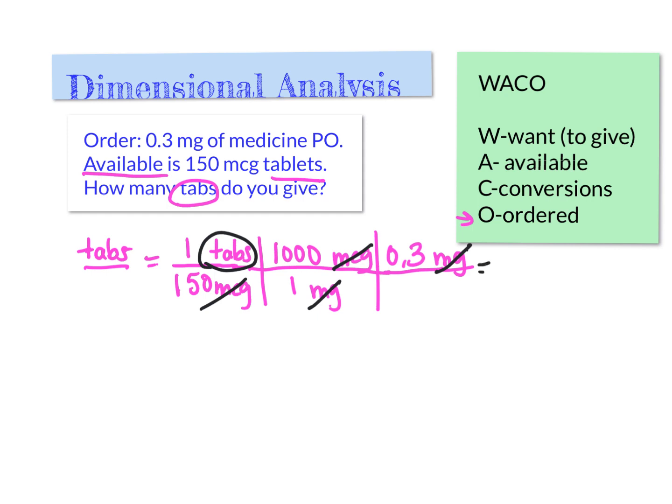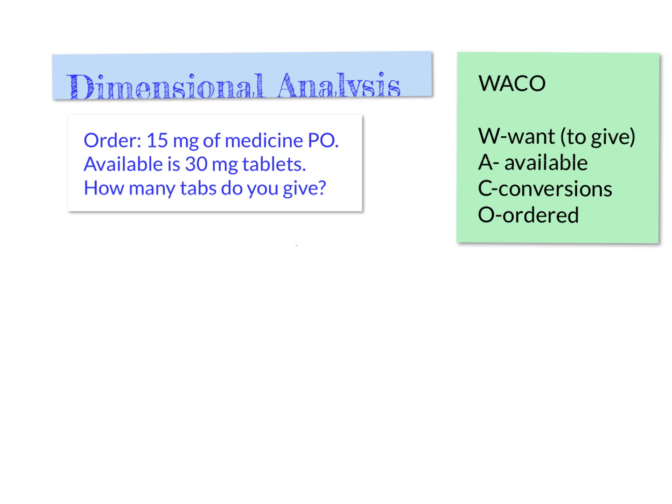Now we're going to multiply across. So 0.3 times 1,000 is 300. And on the bottom, 150 times 1, 150. And when you divide that, it equals 2. So 2 tabs. I'm going to give 2 tablets of the 150 microgram tablets, which will equal my order of 0.3 milligrams. Now let's take a look at this problem.